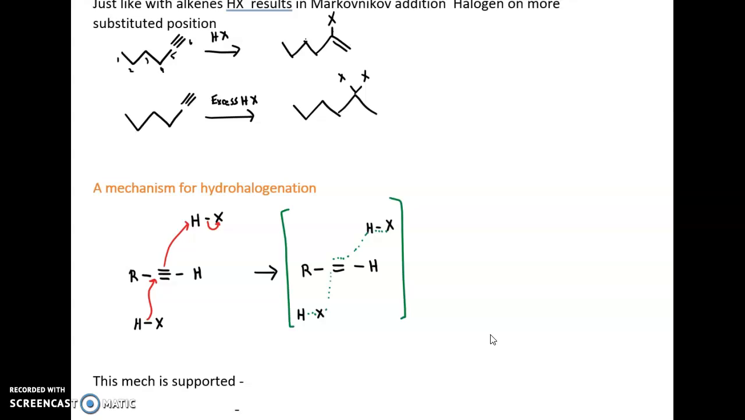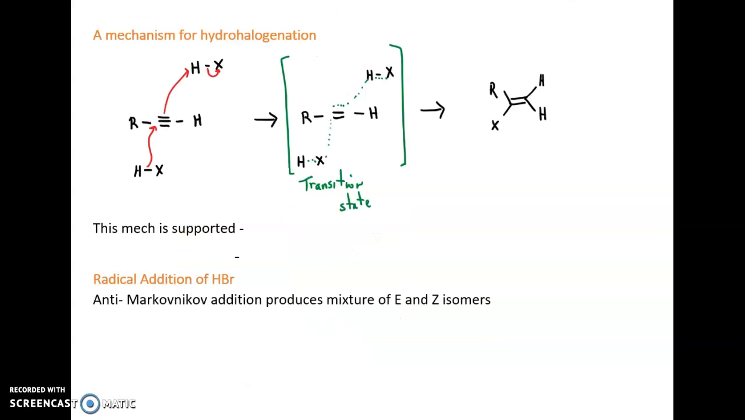My little green dots are supposed to indicate partial bonds, and I said intermediate, but it's really a transition state. We of course don't isolate transition states, we just have evidence that they exist. And we get our final form here, where we've added a halogen here and we've added a hydrogen there.